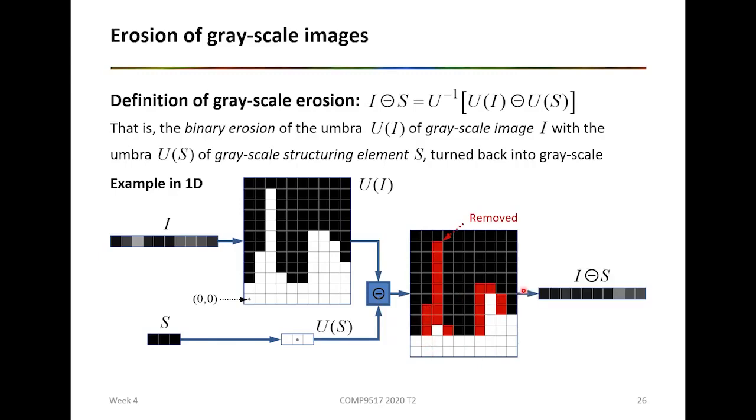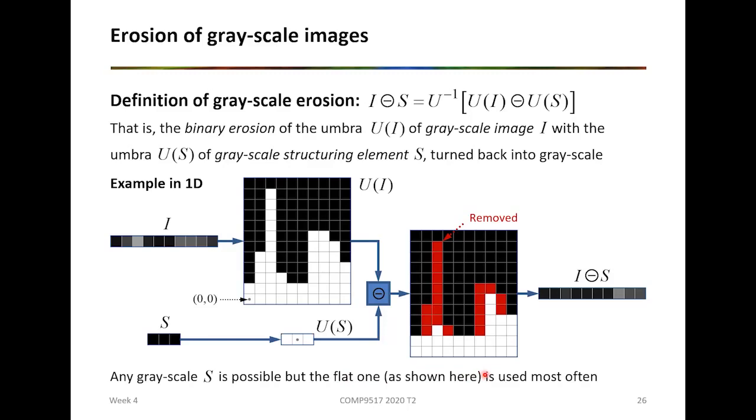Transforming this back to the grayscale domain gives me this final output image, where you will now appreciate that many pixels have a value that is lower than the original input image. Again, any grayscale structuring element is possible, but we use, in this lecture at least, and in many applications, people typically use the flat structuring element only.